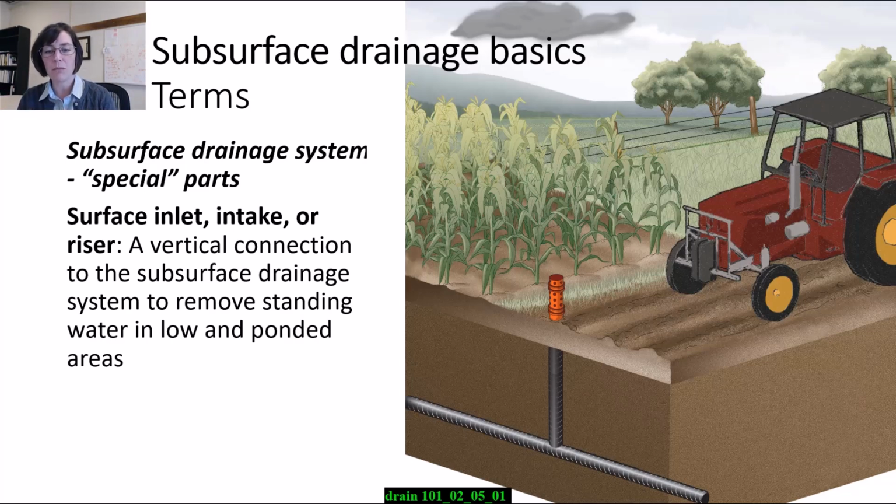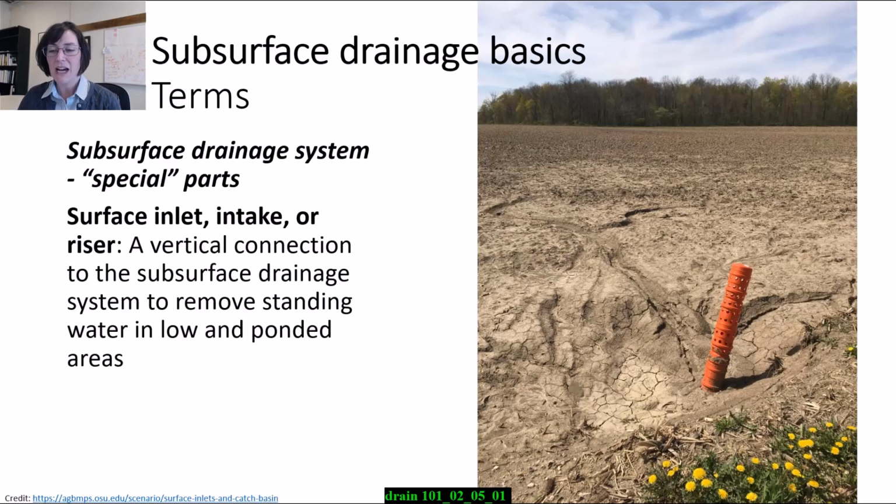So agronomically they're important because they allow a lot of surface water to leave the field very quickly. Environmentally, they're important because they're one of the main ways that sediment can enter our tile drainage system. Tile drainage water tends to be very clear with not a lot of sediment in it, but if you have a surface intake or a surface riser, it's again a direct connection right down to the drainage system.